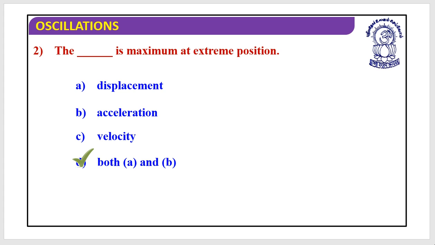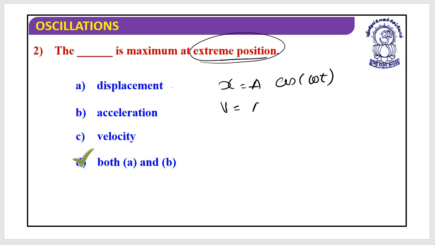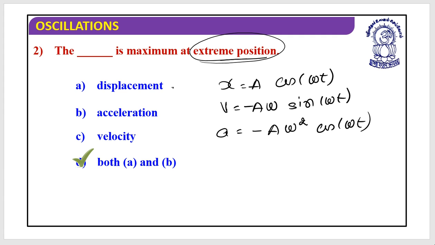Next, the blank is maximum at extreme position. Yes, displacement, because when you start from the extreme position, it is x equals a cos omega t. Velocity would be a function of sine. It's minus a omega sine omega t. And acceleration would be equal to minus a omega square cos omega t. So displacement would be maximum, and the acceleration too would be maximum at extreme position. So this would be the answer of this question.